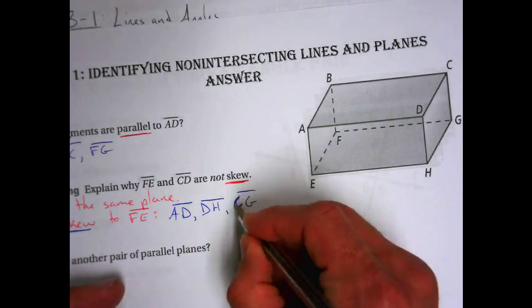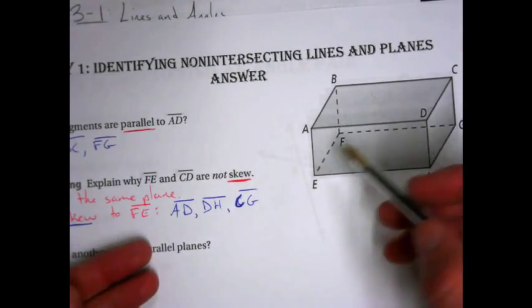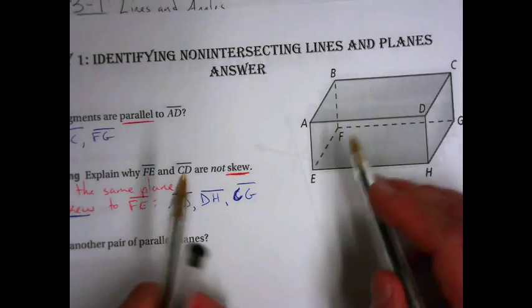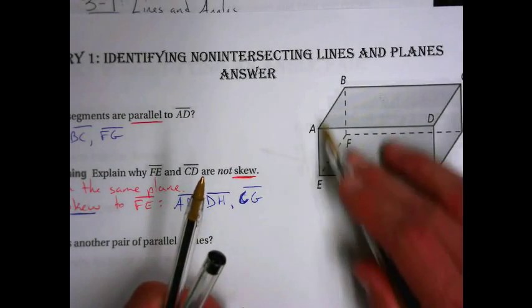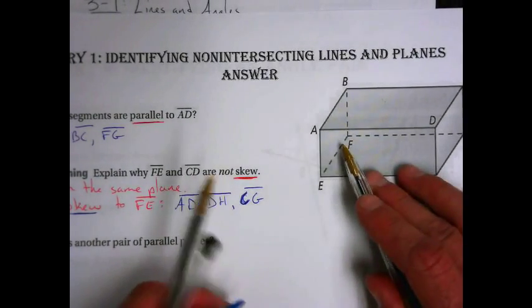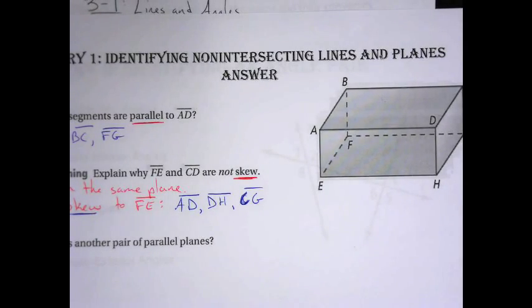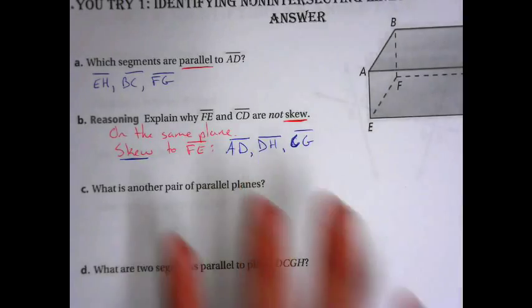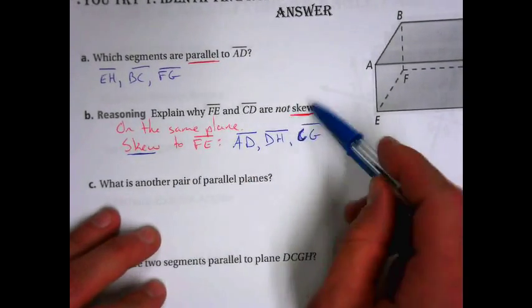Now you might be thinking, well, what about AE? Is AE skew to FE? No, because AE and FE are on the same plane, so they're totally not skew. Hopefully you have a better understanding of what skew means. So make sure you know that word.